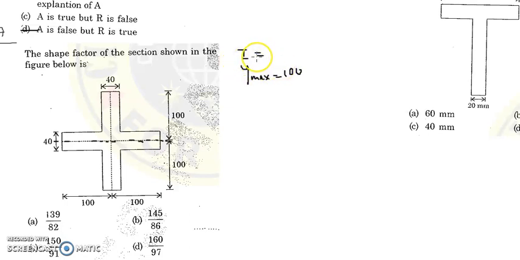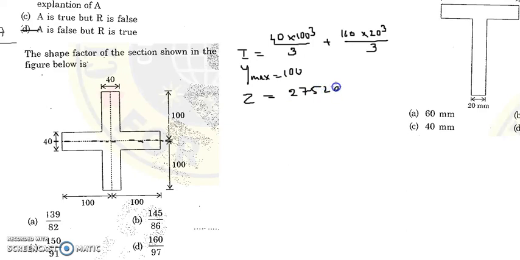Okay, and I can write quickly here. So I is equals to what? So I is equals to 40 into 100 cube by 3, plus 160 into 20 cube by 3, with 100 minus 40 being 60. This is I, this is y maximum. The Z you will get it as 275,200. Okay, then Zp is the main thing.